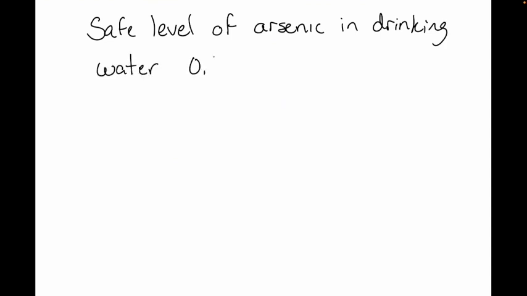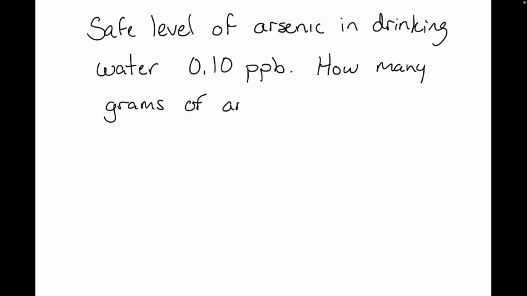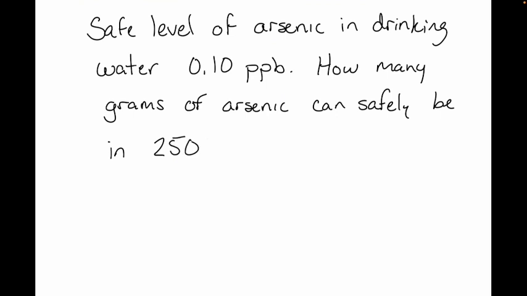Okay, the safe level of arsenic in drinking water is 0.10 parts per billion. Okay. How many grams of arsenic can safely be in 250 grams of solution?